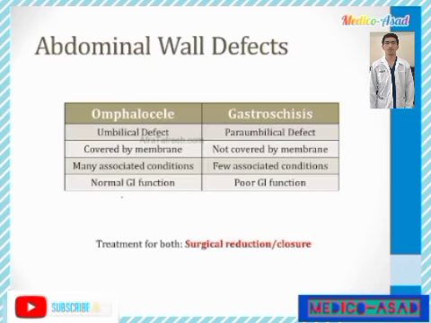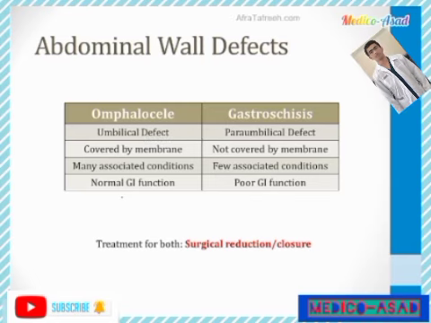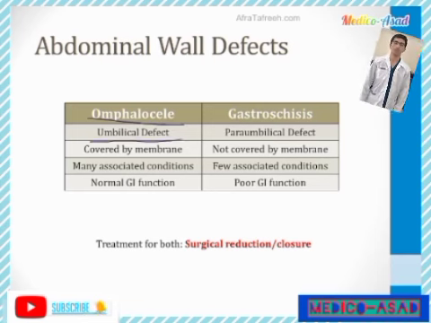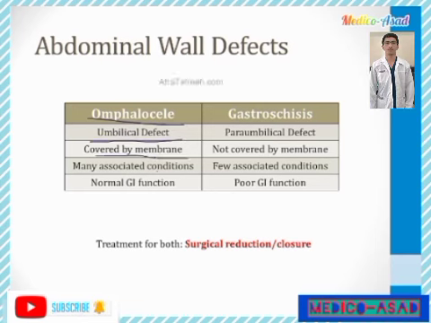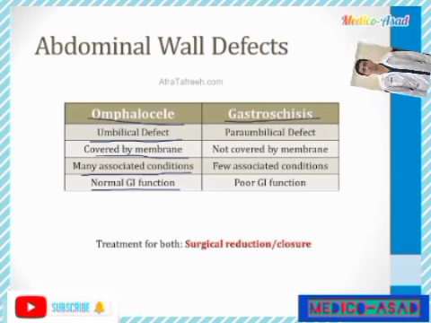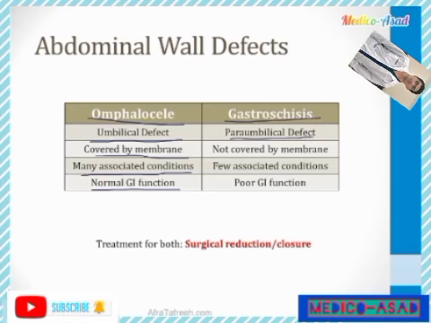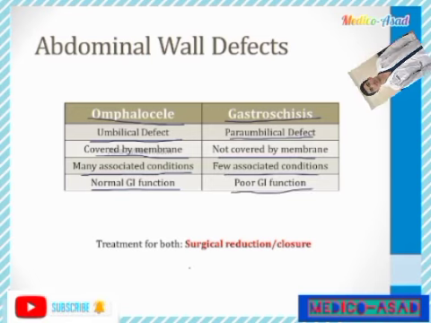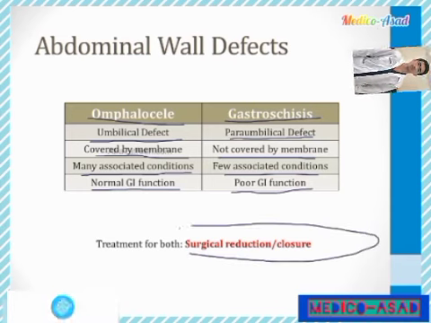So here's a slide comparing the two types of abdominal wall defects where you find abdominal contents outside of the baby. First one is omphalocele, which is an umbilical defect. The bowel is covered by membranes. There are many associated conditions, but usually normal GI function. Gastroschisis, on the other hand, is a para-umbilical defect. The intestines will not be covered by membrane. There are few associated congenital conditions, but there is often poor GI function when the defect is resolved. And the treatment for both of these problems is surgical reduction and closure.